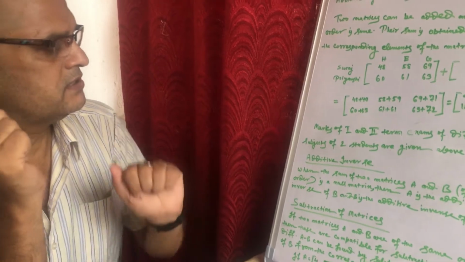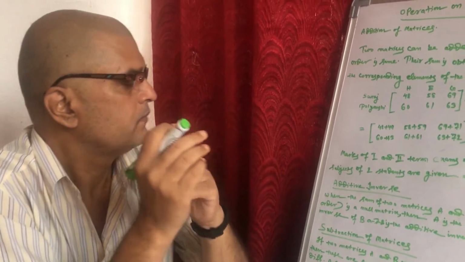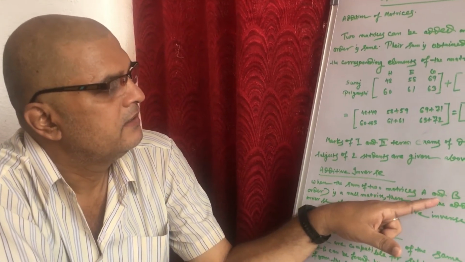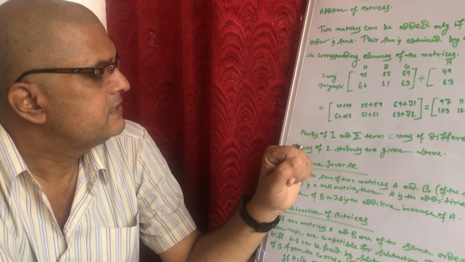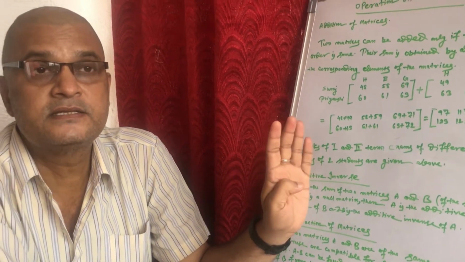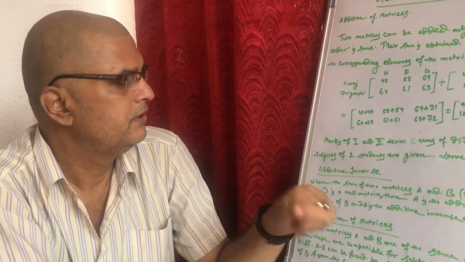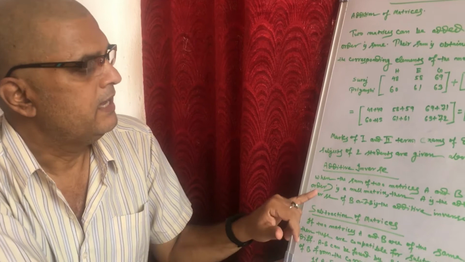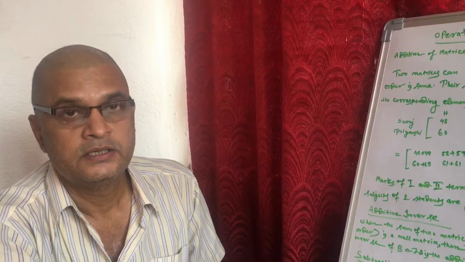Now I am going to discuss the additive inverse. When the sum of two matrices A and B, which are of the same order, is a null matrix, that means all the elements are 0, then A is the additive inverse of B and B is the additive inverse of A.